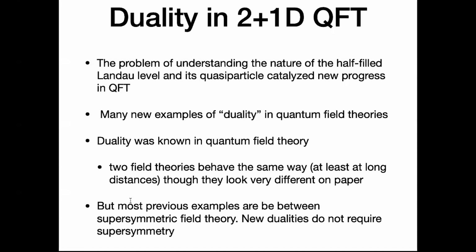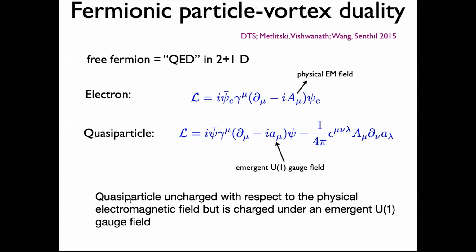But what is also true is that most previously known examples before this body of work have been dualities between theories with supersymmetry. The new dualities that were discovered, motivated by the physics of the quantum Hall effect, are dualities between theories with no supersymmetry. So let me show you one example. This is the most technical slide in my talk. These are examples of two theories that are believed to be dual to each other.